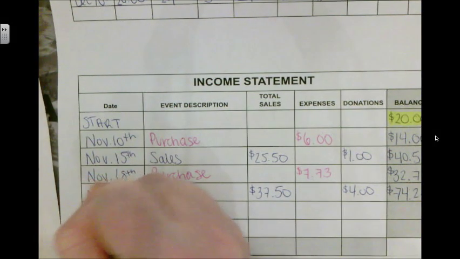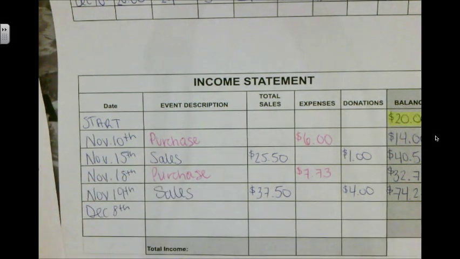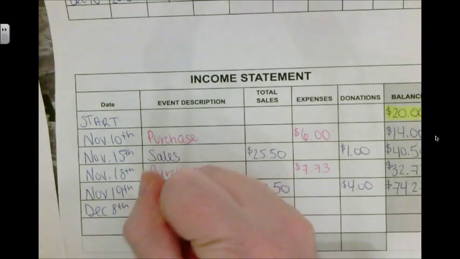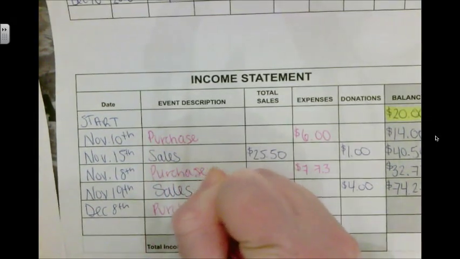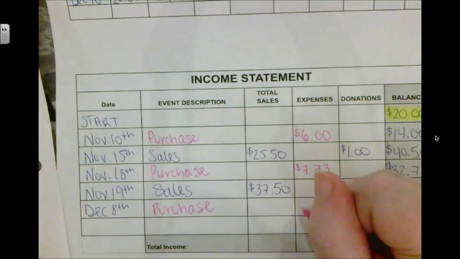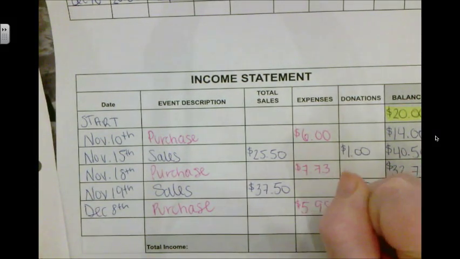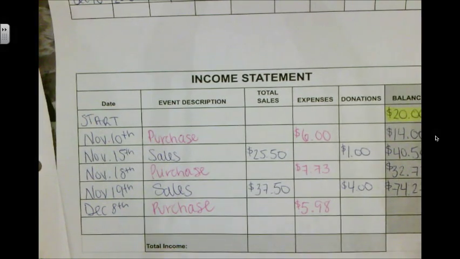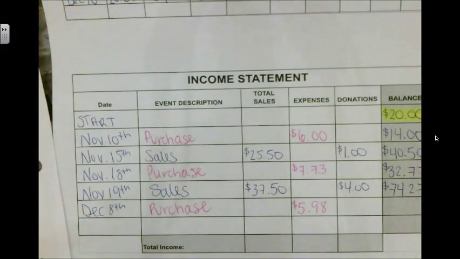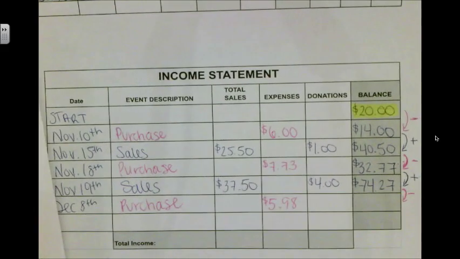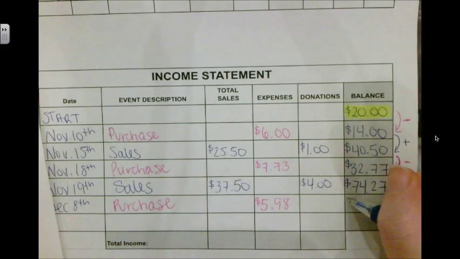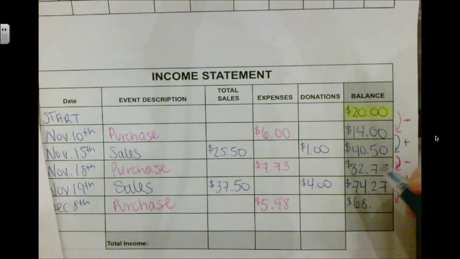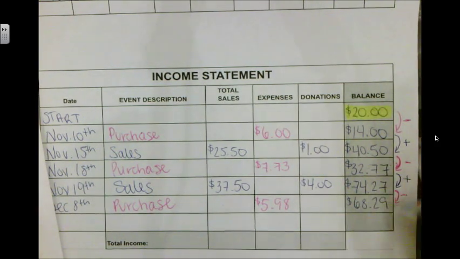I'm going to add purchase. So I'm doing those in pink to keep track of the fact that I'm subtracting those numbers. Purchase of $5.98. So I'm not gaining that money, I'm losing it because I had to spend it on cupcake mix. And that is going to be subtracted from my $74.27. So if you calculate that, you should end up here with $68.29. So I'm going into my last evening of sales with that amount of money.